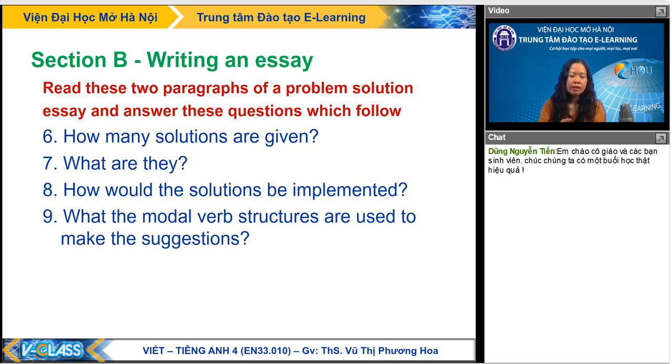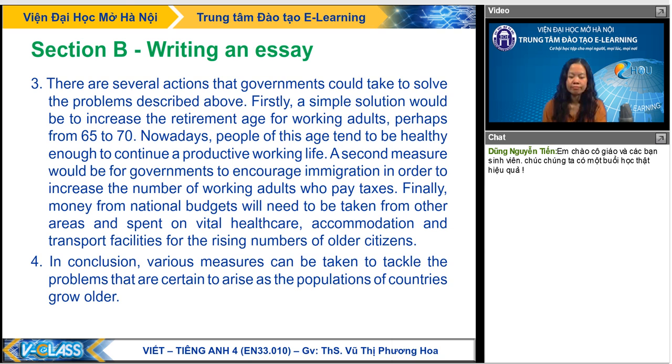Okay, now let's study another example, or you should do another exercise. Read these two paragraphs of a problem solution essay and answer these questions which follow. How many solutions are given? What are they? How could the solutions be implemented? And what modal verb structures are used to make the suggestions? You have some minutes to do it.